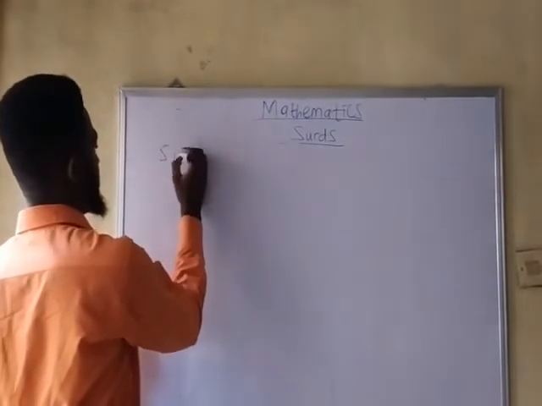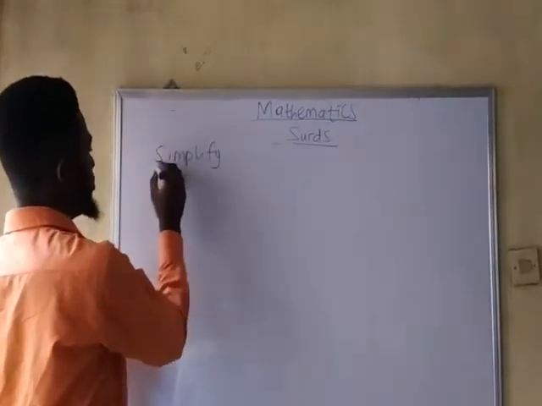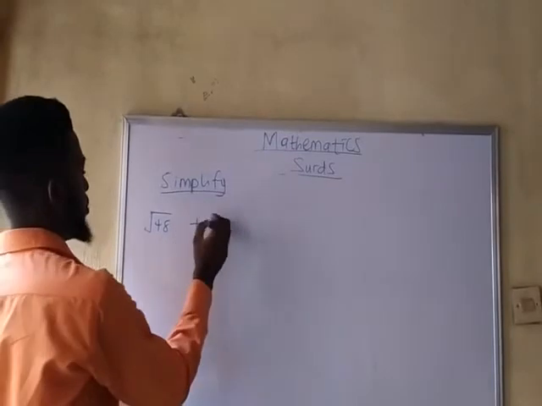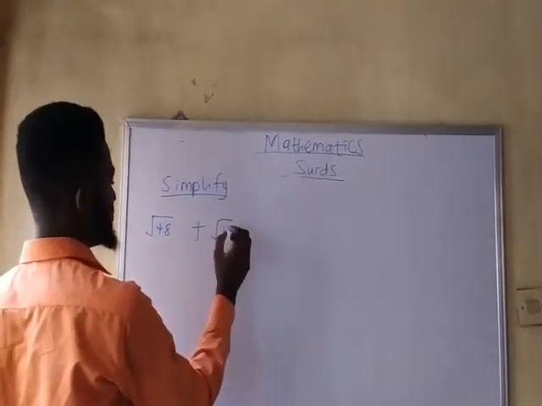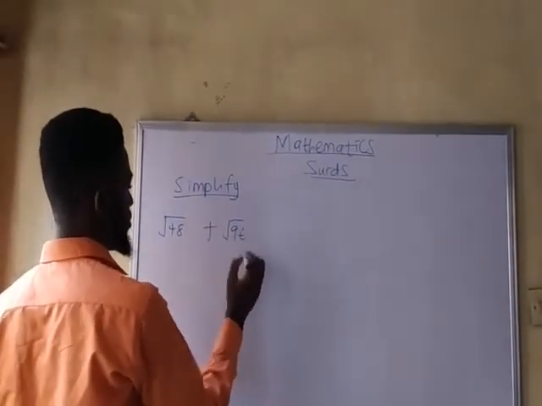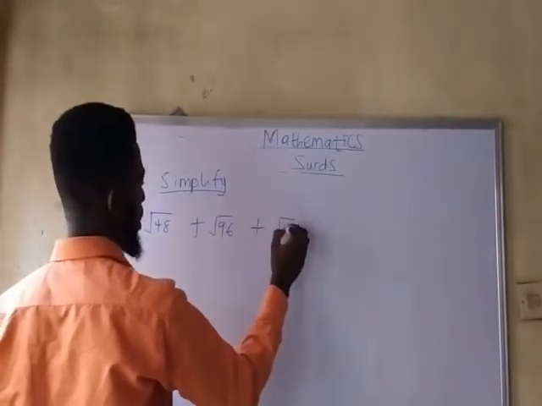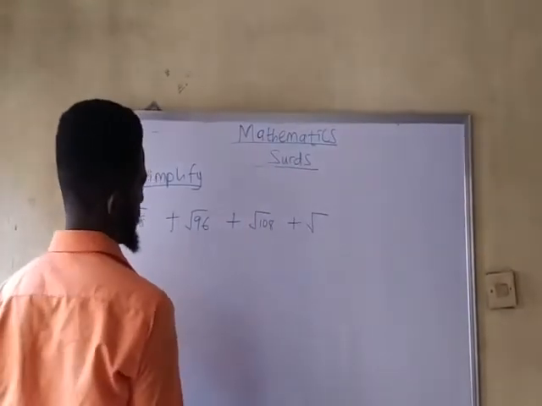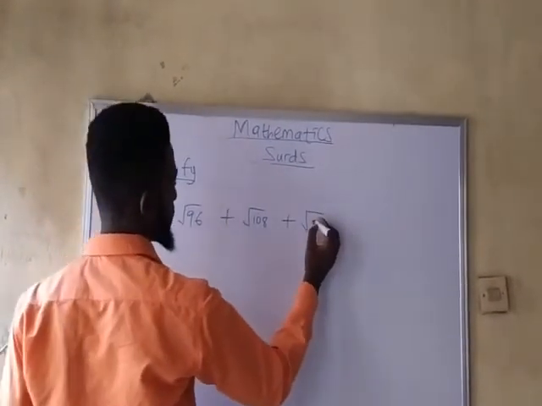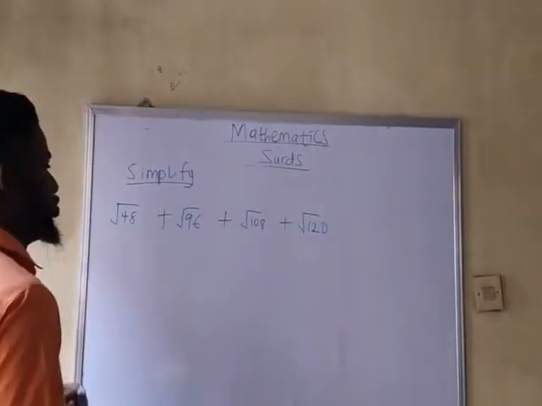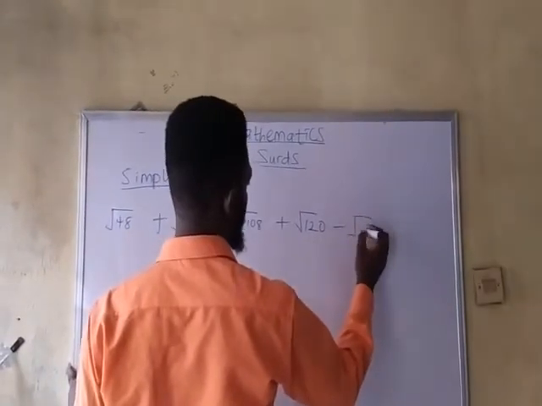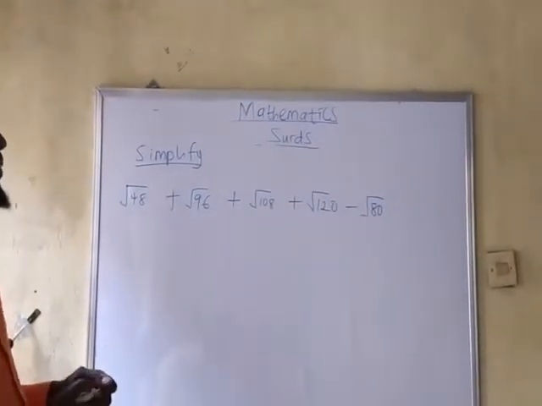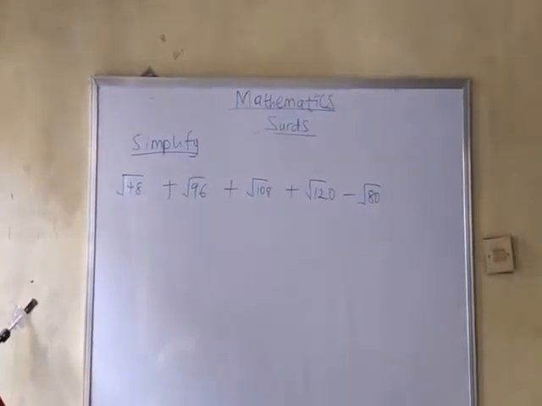The example I'd like us to take is: simplify. This question is off any book, so in case there are irregularities in the question. So you have root 48 plus root 96 plus root 108 plus root 120, just join them, and minus root 18. Let's assume this is what I have, and I'm asked to simplify this. Let's try and do it together.